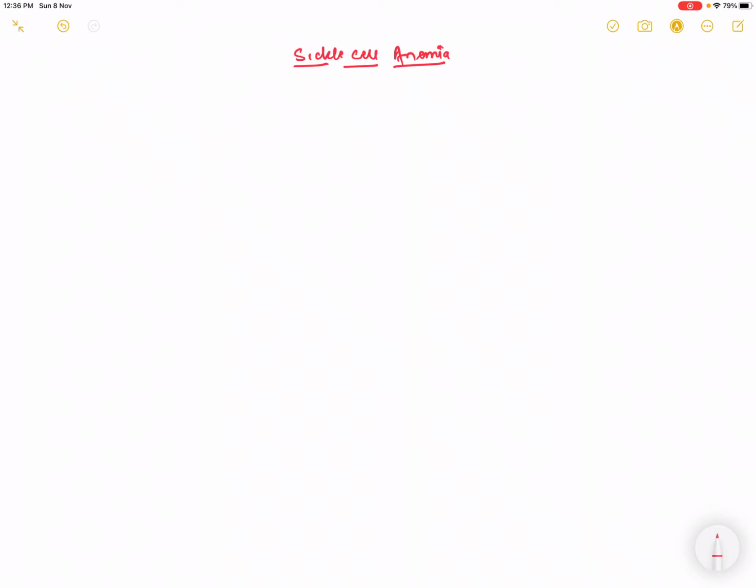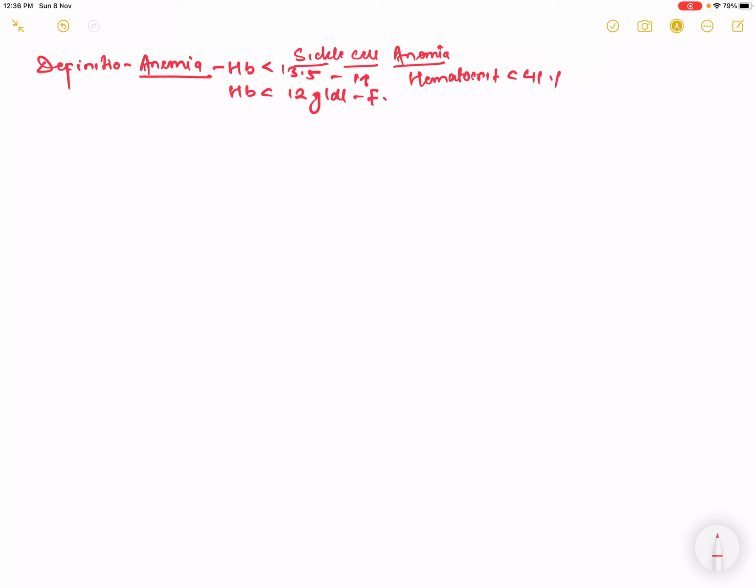So today we are going to study sickle cell anemia. So let us discuss the definition. What is sickle cell anemia? It is basically anemia. So what is anemia? It is basically hemoglobin less than 13.5 in male or hemoglobin less than 12 gram per deciliter in female. So other way we can say that hematocrit is less than 41% in male or it is less than 36% in female.